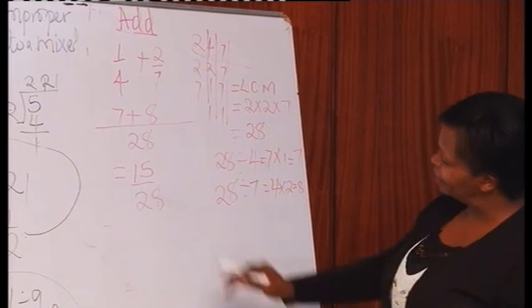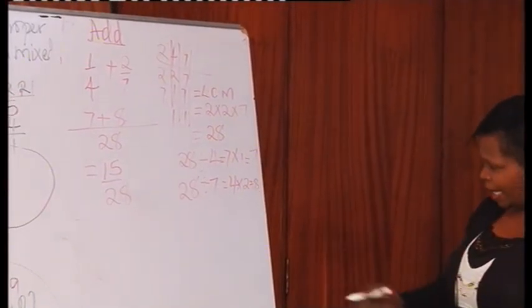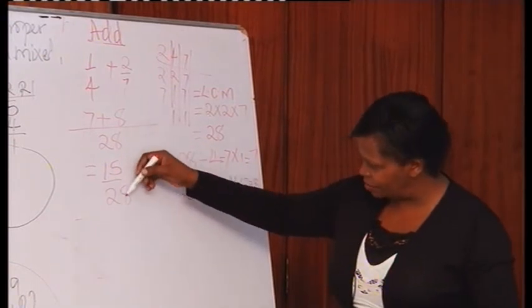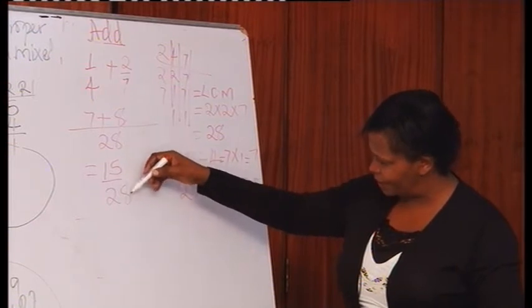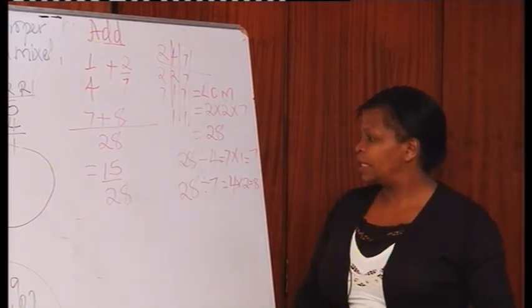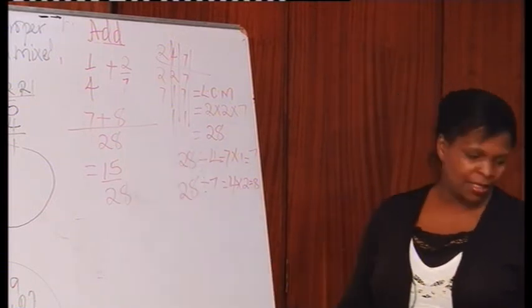Then I ask myself, is this fraction in its simplest form? I cannot divide these two numbers by 3, by 2, by 5, by 7. Yes, so it can't. By 8, by 9, by 11, it can't. So that is the answer.